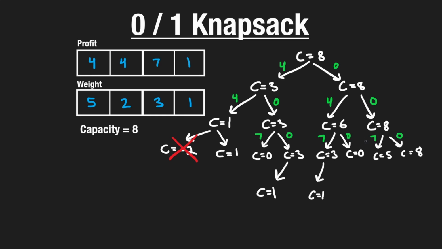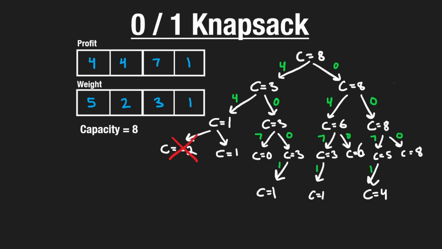Oh, and by the way, this should have been a 6 over here. Sorry about that. And over here, I'll draw it out. We would have a capacity of 4 remaining. And for each of these branches, we only drew the ones where we do include the item. So for each of those, we'll gain a profit of 1. That was the profit of that item.